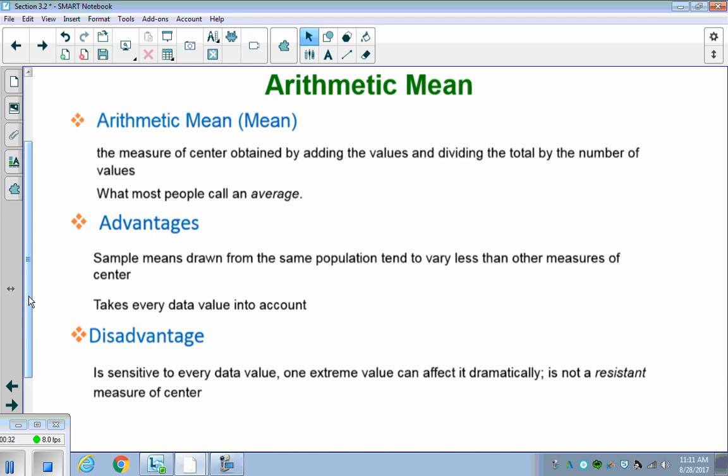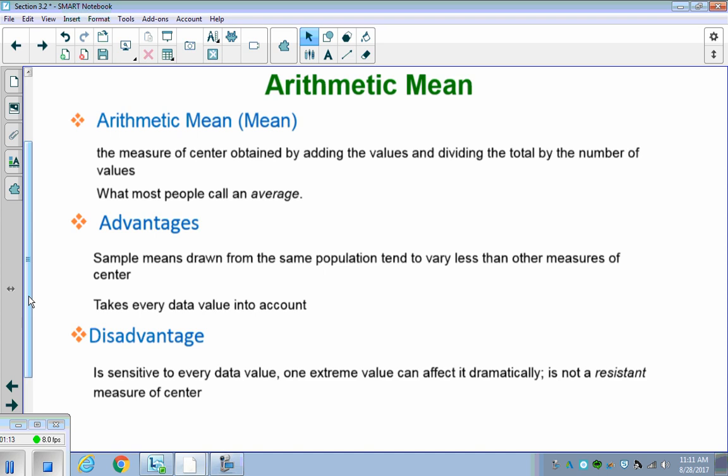Arithmetic mean is what we all think of as an average. If I'm going to get your test mean, I'm going to take all 4 tests at the end of the semester, add them up and divide them by 4. That is a mean. That's what we think of as an average. Okay? Some advantages is that it tends to vary less than some other measures of center. Another advantage is that it takes every single data point into consideration.